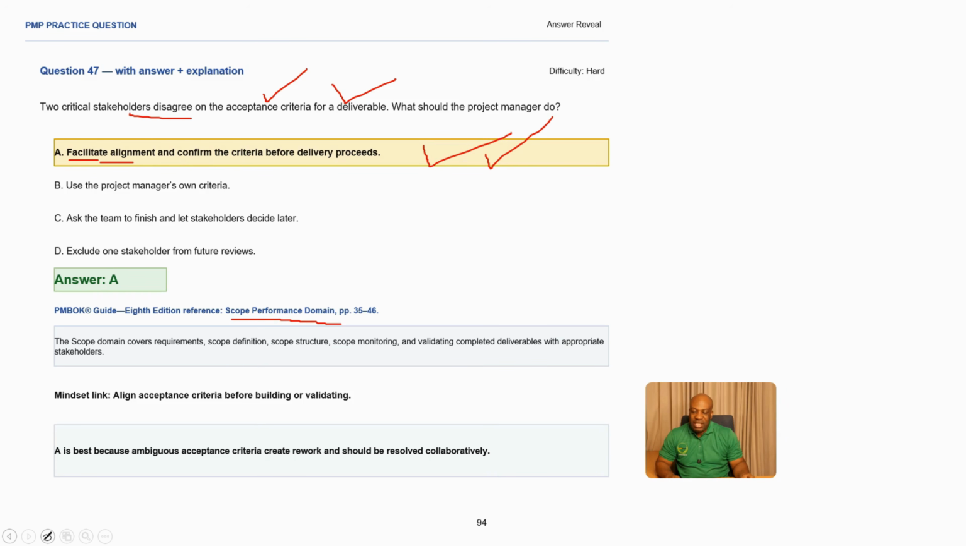And the best mindset that you can also use to respond to this question is you need to align acceptance criteria before building or validating. This is very important. If you've got stakeholders who are disagreeing, you need to align them first and then you proceed. Making A the best answer because ambiguous acceptance criteria, they create rework and should be resolved collaboratively. Okay, so making A the best answer.